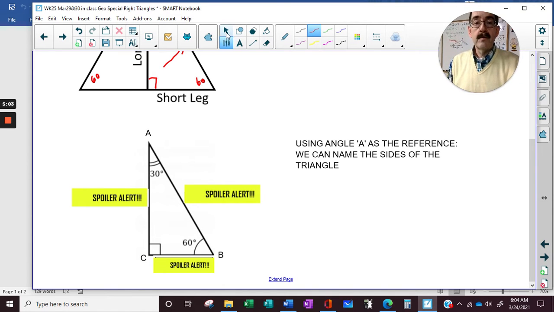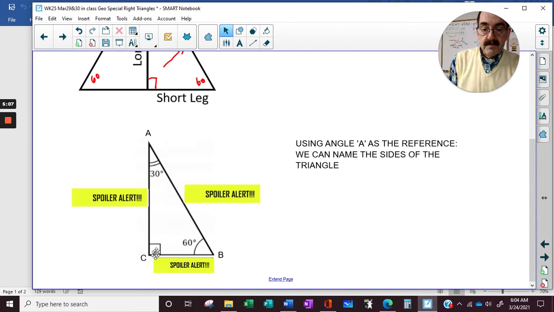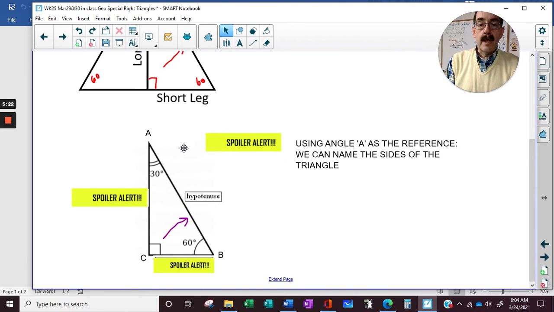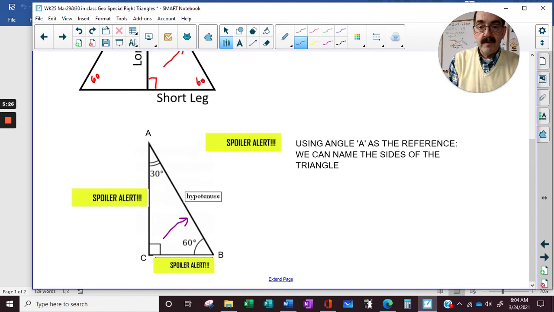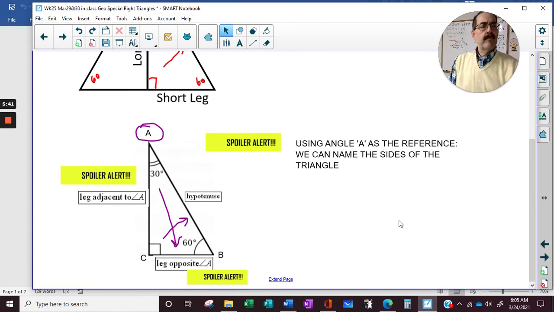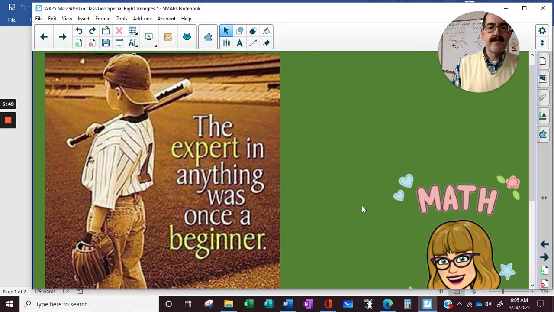Write them. So, chant. What's this one called? Across from the 90. Across from the 90. What's it called? All right, good. That's our hypotenuse. Using angle A, remember, A is the reference. Across from A is going to be the opposite. And what's next to it, that's not the hypotenuse, is the adjacent. Now we've asked you to see it, write it, we're going to start to use it. The expert in everything was once a beginner. How true. Nice job.